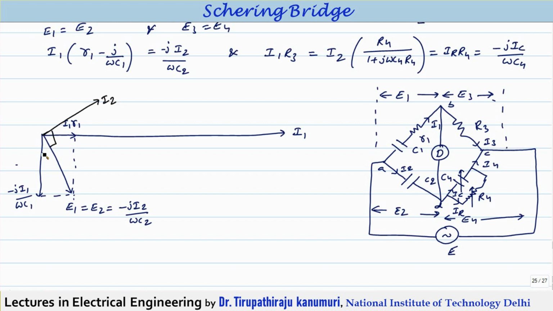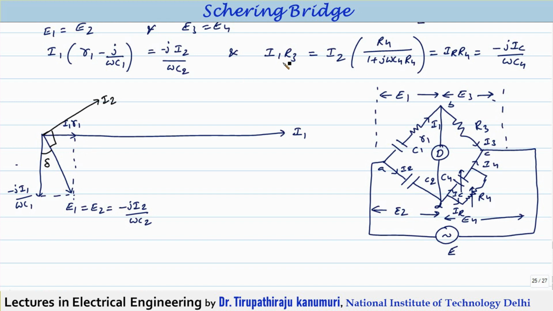Getting it? And the angle that is subtended, this one between minus J times of I1 by omega C1 and this one, that means the value of E1. So this angle is called as the loss angle. That loss angle is represented by delta, and the loss factor or the dissipation factor is given by tan delta. Dissipation factor will be given by tan delta. So that we will discuss. Let us complete the remaining part, then we will proceed further.